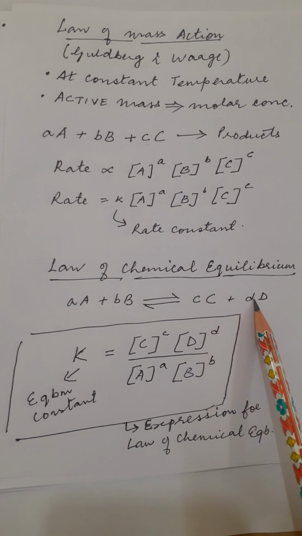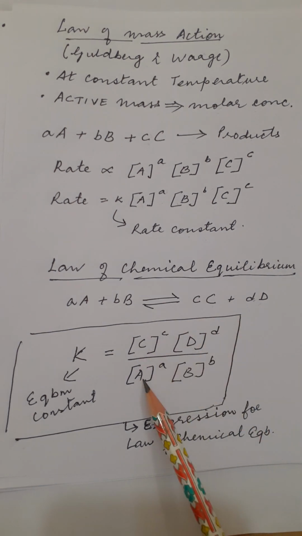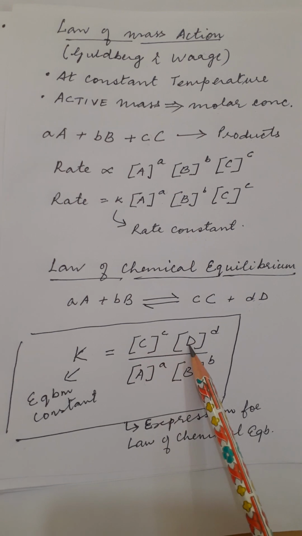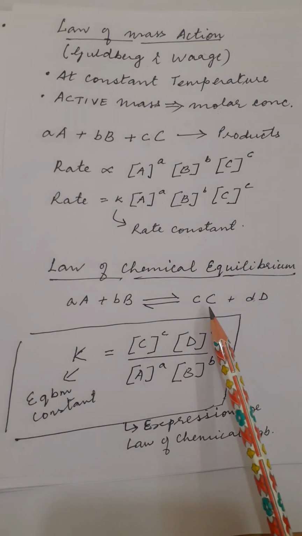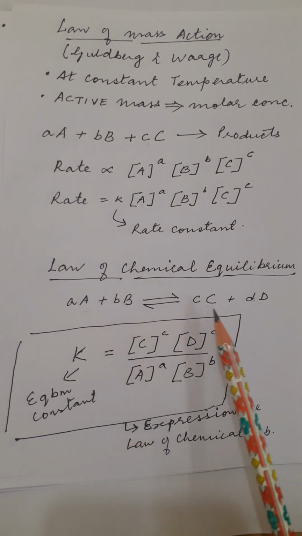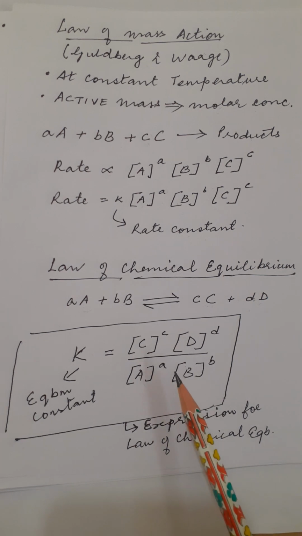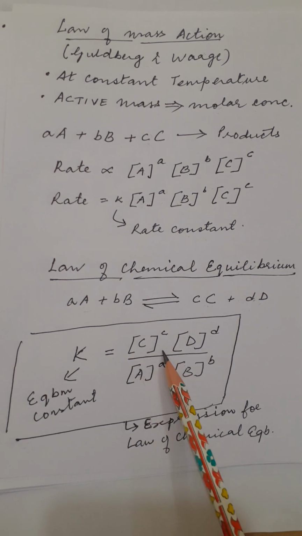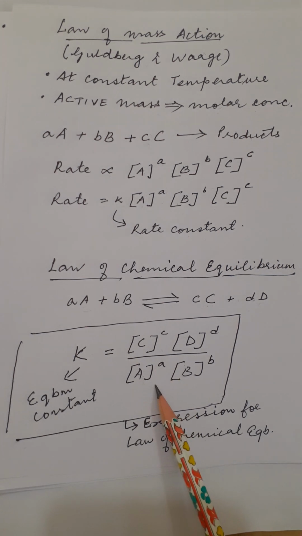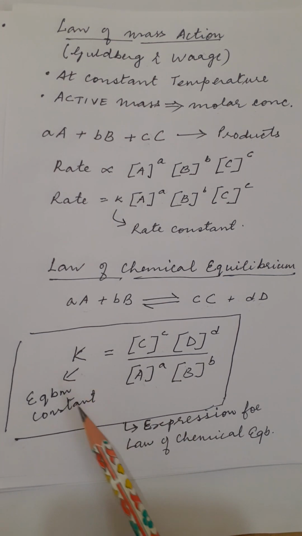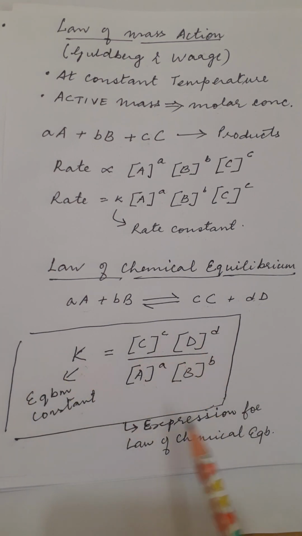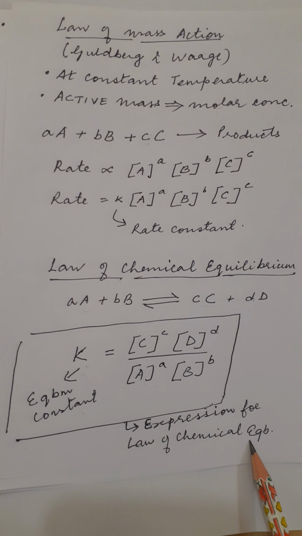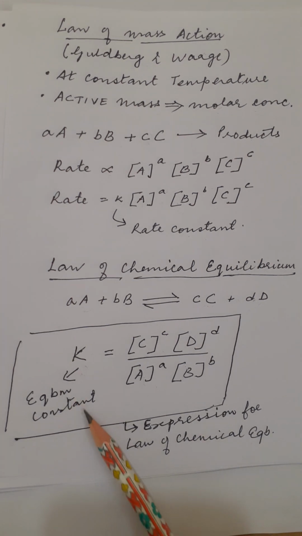Then at equilibrium, the ratio of the concentration of products to that of reactants becomes a constant. We have just studied that at equilibrium the concentrations become constants, and so the ratio will also be constant. That constant ratio of the product concentrations to the reactant concentrations is known as the equilibrium constant, represented with a capital K. This entire expression in the box is known as the expression for the law of chemical equilibrium, or the equilibrium constant expression.